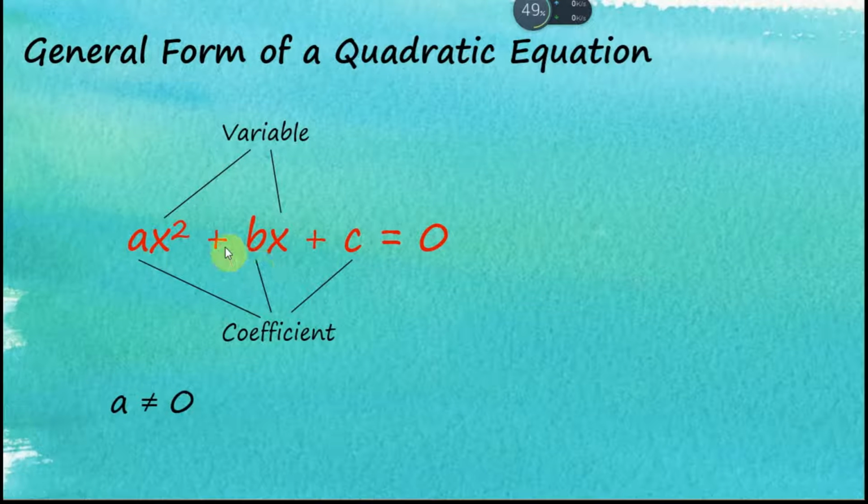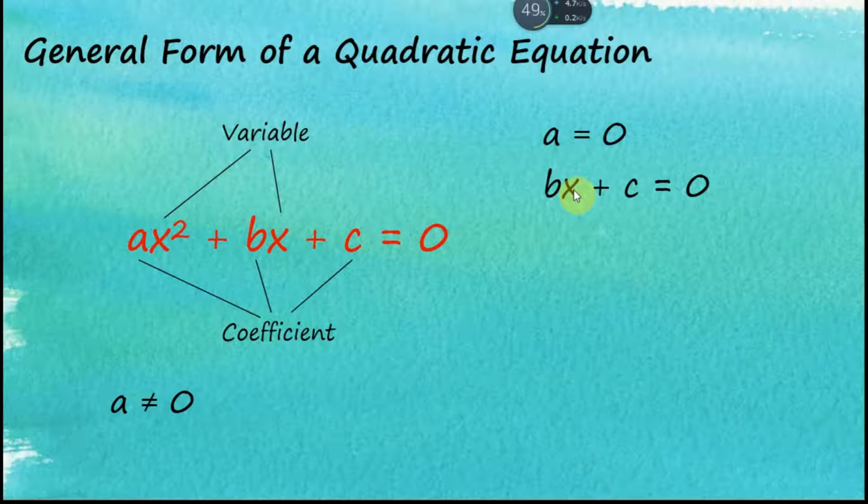For the general form, for it to become a quadratic equation, the a cannot be 0. Why? Because when a equals 0, 0 times x squared equals 0. Then the equation becomes bx plus c, and the highest power is x, not x squared. Therefore, this is not a quadratic equation anymore. To make this a quadratic equation, our a cannot be 0.